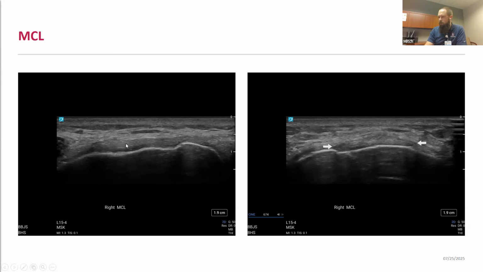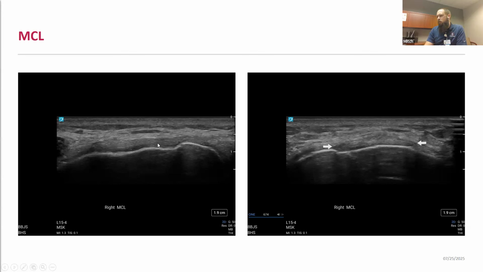Here I'm going to show normal anatomy, and towards the end of the case, I'll go back and show the left MCL and the Pes Anserine complex as well. But starting out on the right knee, we're looking at images of the proximal MCL. We start out in the coronal plane and identify the MCL attaching at the medial femoral condyle and extending distally down to the proximal tibia.